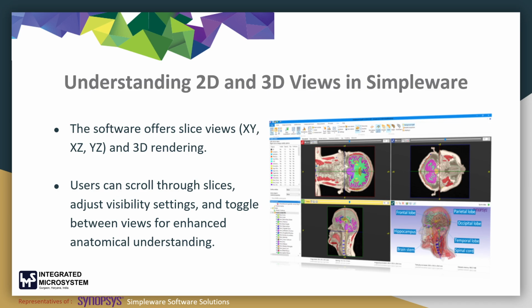In addition to 2D slices, Simpleware's real-time 3D rendering provides a volumetric representation of image data. This view can be rotated, zoomed, and sliced through interactively. It allows users to gain spatial context.